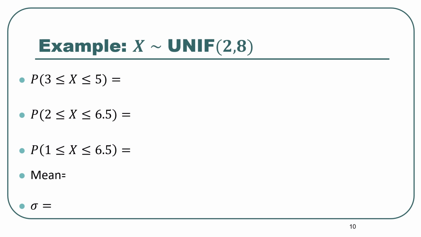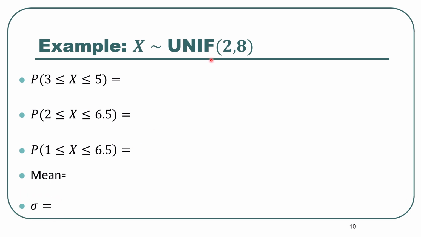Another example: if x is uniform between 2 and 8, we want to find the probability of x being between 3 and 5, and also the probability of x between 2 and 6.5, and the probability of x between 1 and 6.5, and find the mean and the standard deviation.